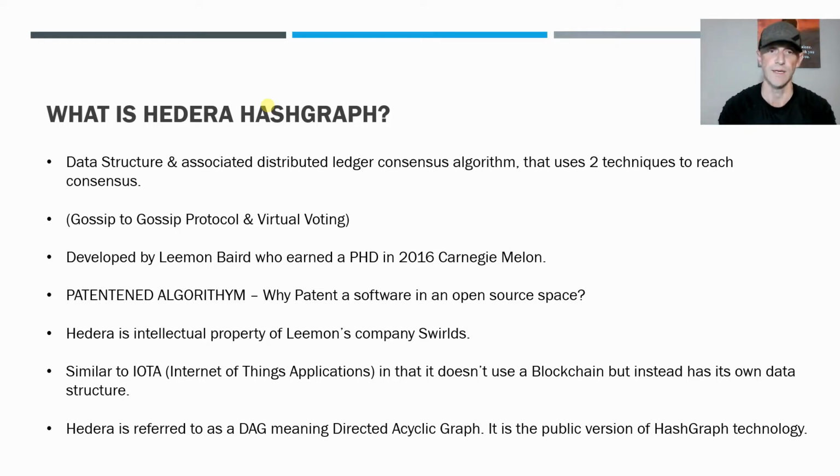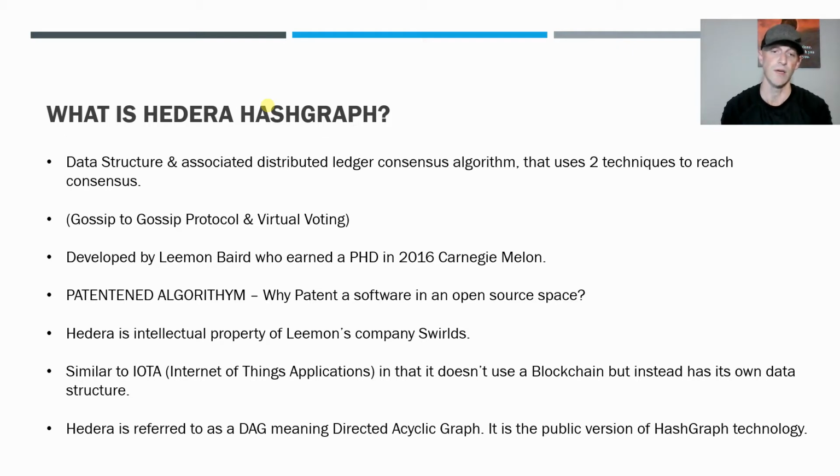Now, it was developed by Lehman Baird, who earned a PhD in 2016 from Carnegie Mellon. It's a patented algorithm. Basically, he decided to patent the technology on Hedera Hashgraph, and this one here is kind of a red flag for me because why would you patent a software in an open source space, right? So that's kind of a red flag. He patented the algorithm on Hedera Hashgraph. Hedera is an intellectual property of Lehman's company Swirlds. And guys, a lot of the information I'm getting from this is from his company Swirlds.